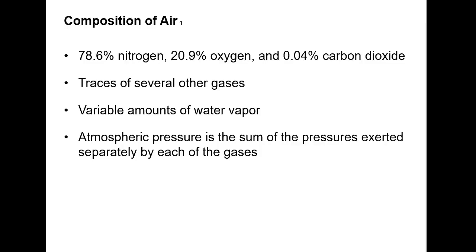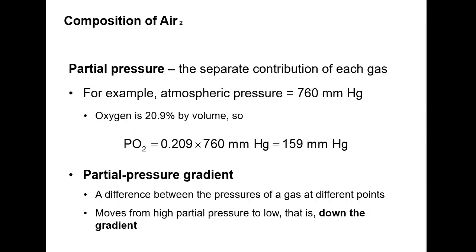In this slide, you can see the different components of air include nitrogen, oxygen, and carbon dioxide, and there are different percentages of each one of those elements in the air. The atmospheric pressure is basically the sum of the pressures exerted separately by each of those gases listed. We can calculate what are called the partial pressures of each one of those elements, but the main one we're going to be concerned with is oxygen, because that's what we need in our cells to be able to produce ATP. So a partial pressure is a separate contribution of each gas.